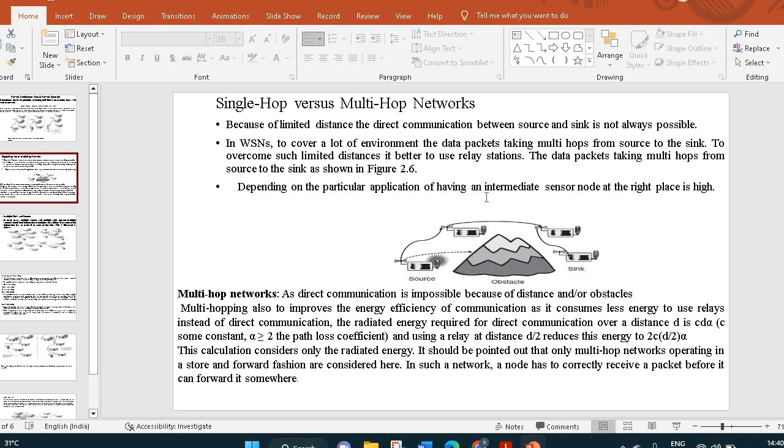Depending on the particular application, the benefit of having an intermediate source node at the right place is high. Multi-hop networks: as direct communication is impossible because of distance or obstacles, multi-hopping also improves the energy efficiency of communication, as it consumes less energy to use relays instead of direct communication. Radiated energy required for direct communication over a distance d is c·d^alpha, and using a relay at a distance d/2 reduces this energy to 2c·(d/2)^alpha.